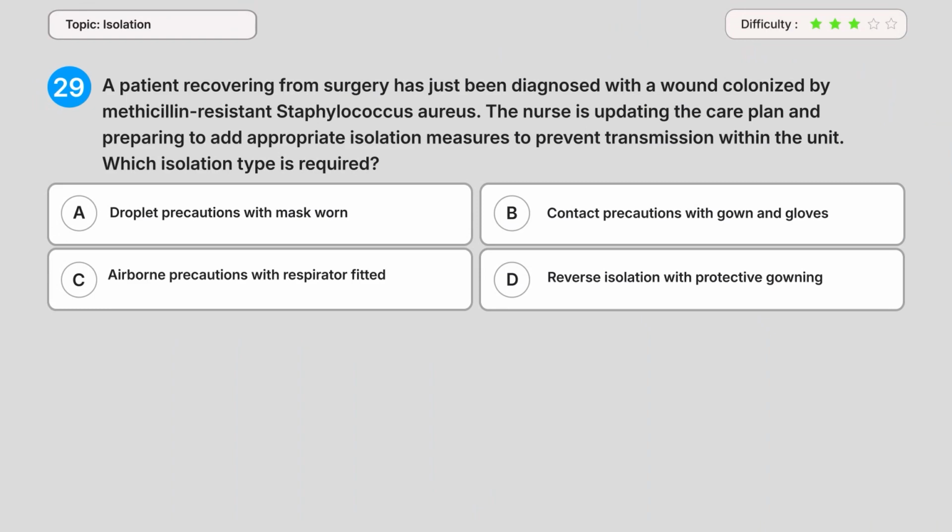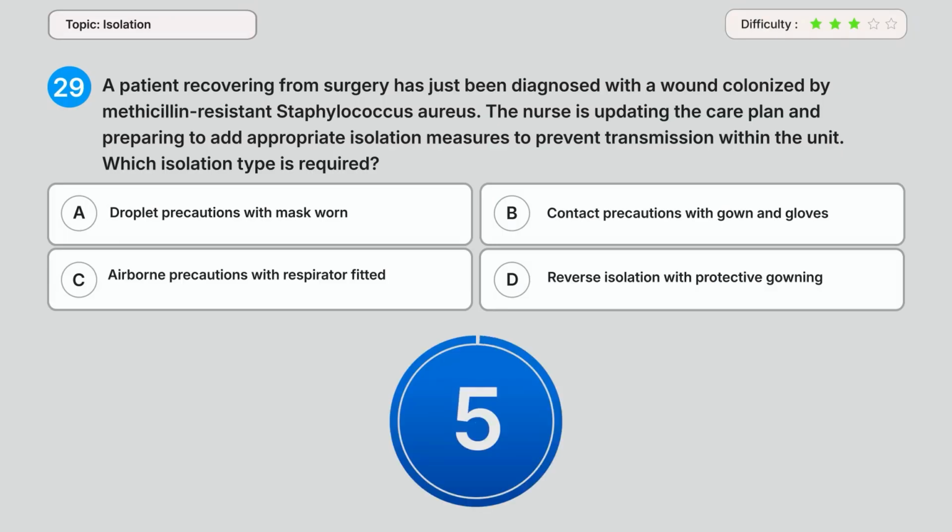A. Droplet precautions with mask worn. B. Contact precautions with gown and gloves. C. Airborne precautions with respirator fitted. D. Reverse isolation with protective gown. What do you think is the answer?